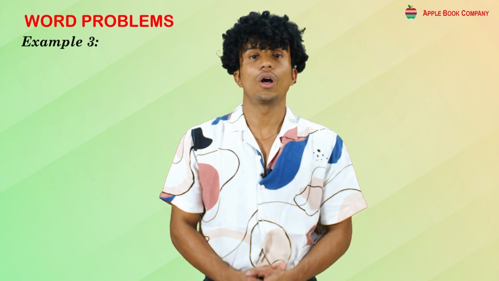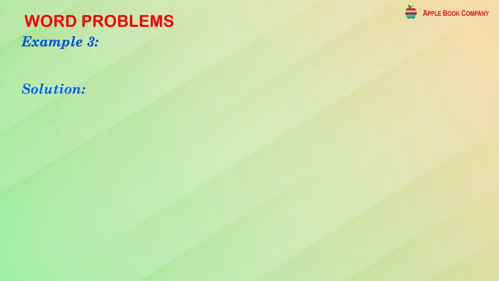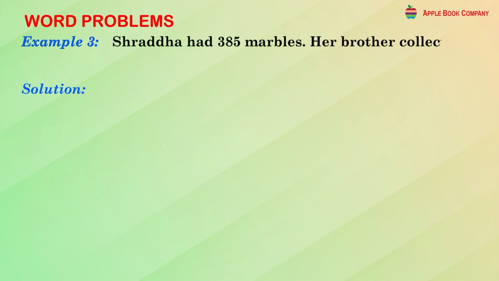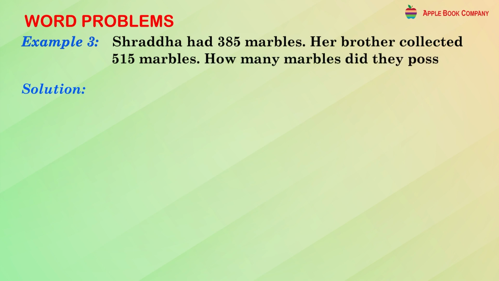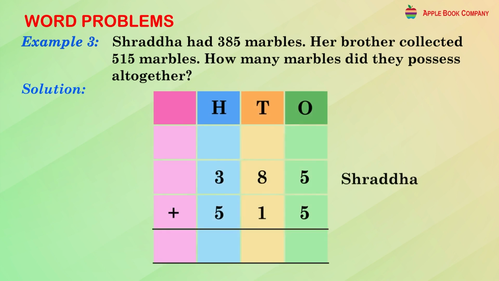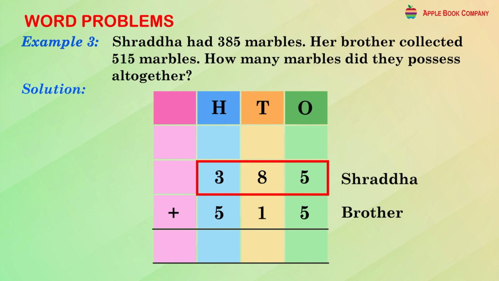Now let us look at another example. Word problems. Let us say Shraddha had 385 marbles. Her brother collected 515 marbles. How many marbles do they possess altogether? The solution of this is Shraddha had 385 marbles and her brother had 515 marbles. To get the answer, we add 385 and 515.